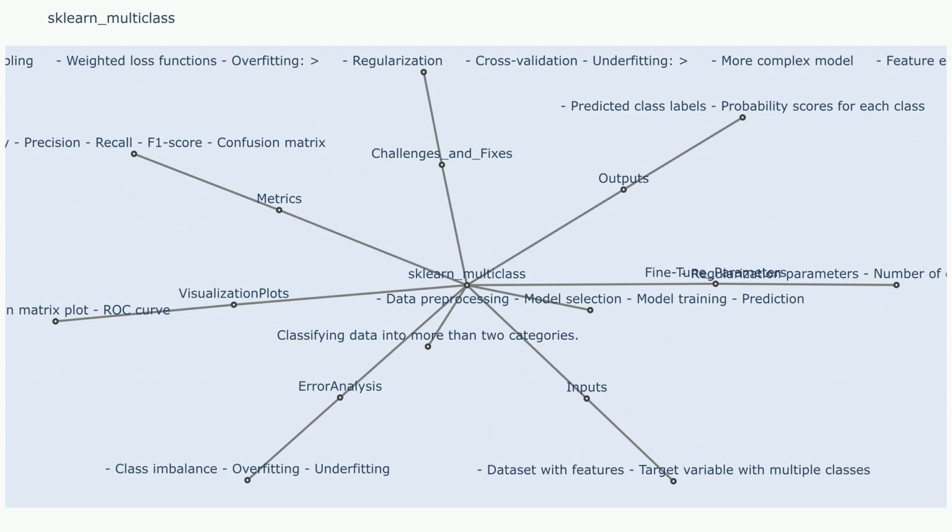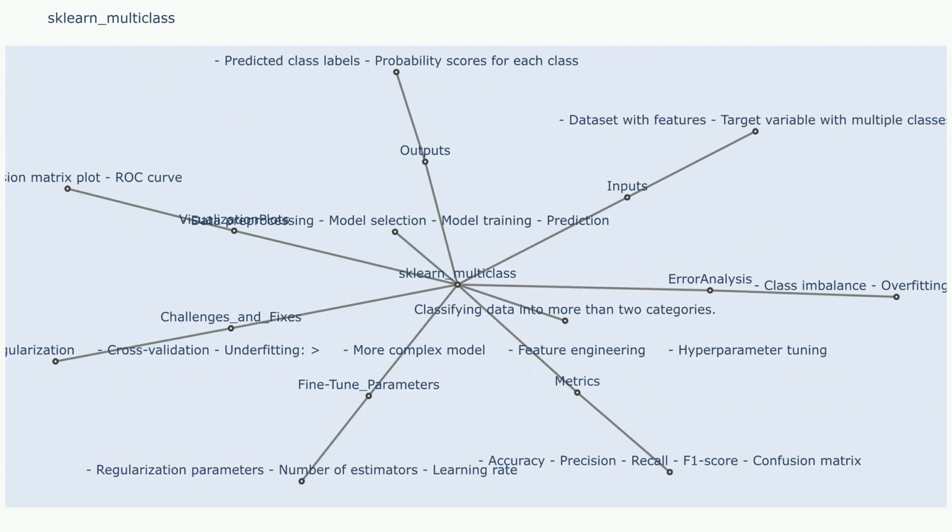Metrics: accuracy: this measures the overall proportion of correctly classified samples. It's calculated as the ratio of correct predictions to the total number of predictions. Precision: this measures the proportion of correctly predicted positive samples among all samples predicted as positive. It's useful for evaluating models that aim to minimize false positives.